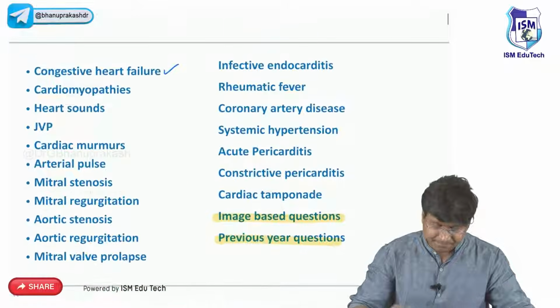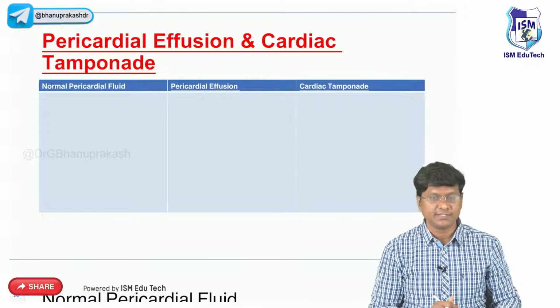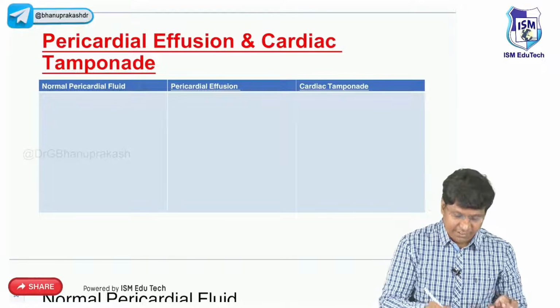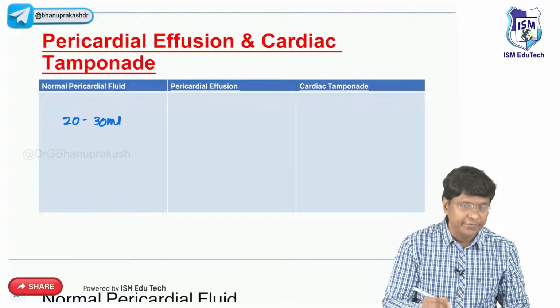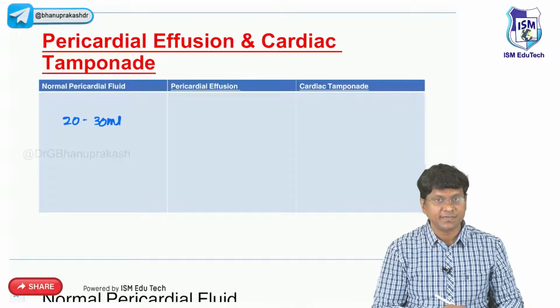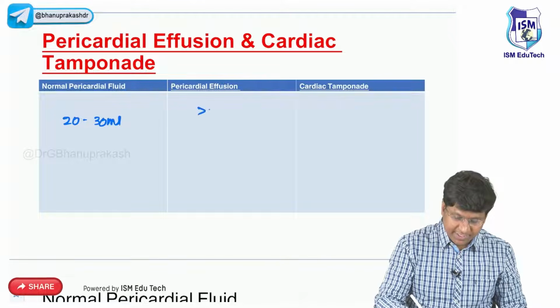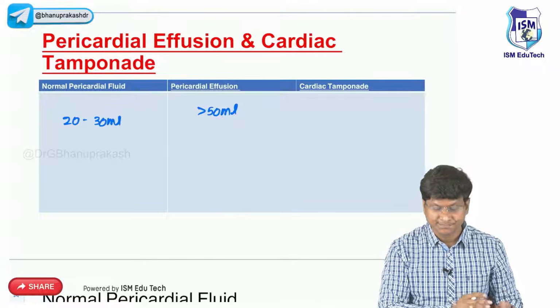Okay. So now the first important thing is the pericardial effusion and as well as cardiac tamponade. First of all, what is the normal quantity of the pericardial fluid? The normal quantity of the pericardial fluid is around 20 to 30 ml that is present within the pericardial space. Now, when do you call it pericardial effusion? You call it pericardial effusion when more than 50 ml of the fluid is accumulated in the pericardial space.